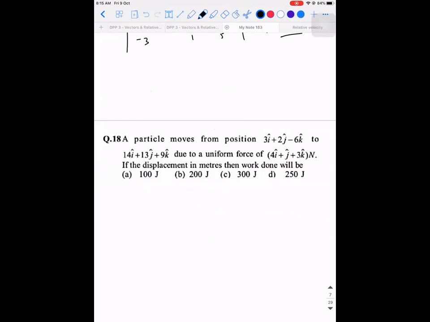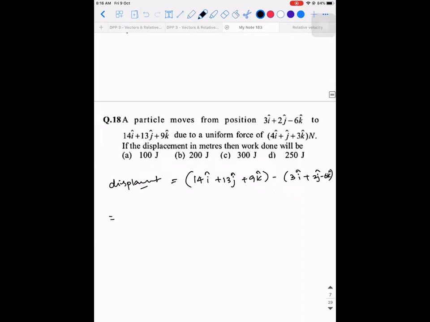The particle moves from this position to another. So displacement is equal to the final position vector, that is 14 I cap plus 13 J cap plus 9 K cap, minus 3 I cap plus 2 J cap minus 6 K cap. Okay, so how much will the answer be, guys? That will be 11 I cap plus 11 J cap plus 15 K cap. Accepted?